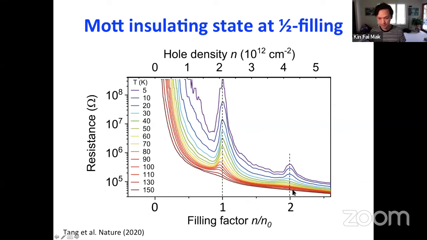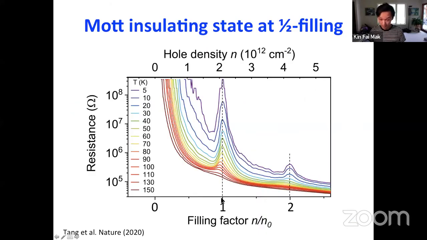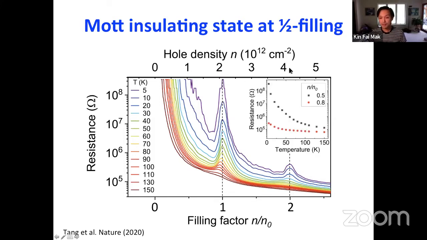2 here would mean that we fully fill the first Moiré valence band, and 1 here is half filling of the first Moiré valence band. Okay, and what you can immediately see here is that there are 2 resistance peaks that show up at low temperature, one at filling factor equal to 1, one at filling factor equal to 2. And you can do some temperature dependence. At filling factor equal to 1, sorry, this is half filling of the band, the resistance grows very quickly with decreasing temperature, changing by orders of magnitude, illustrating its insulating character in the system.